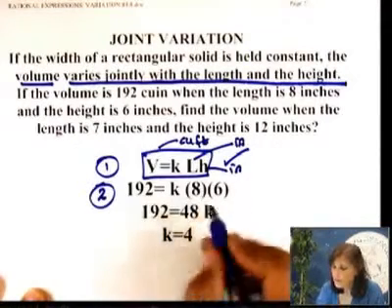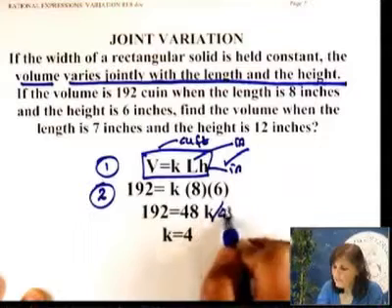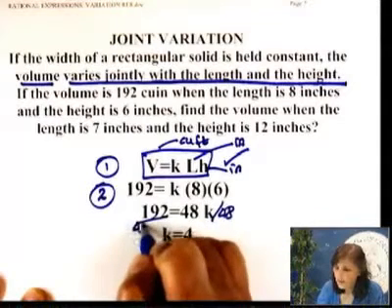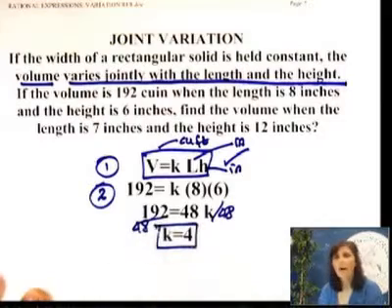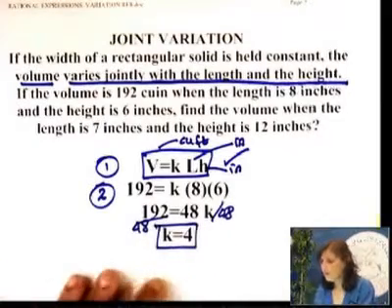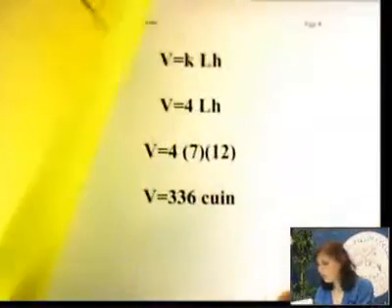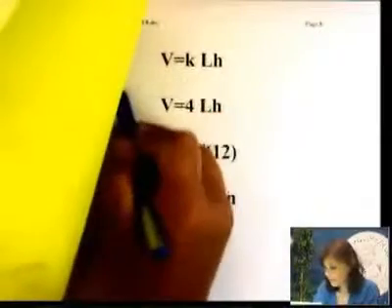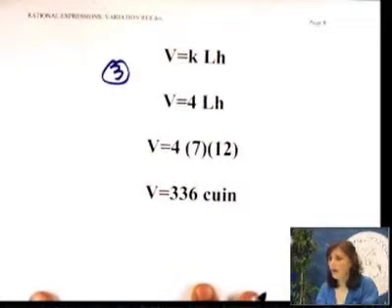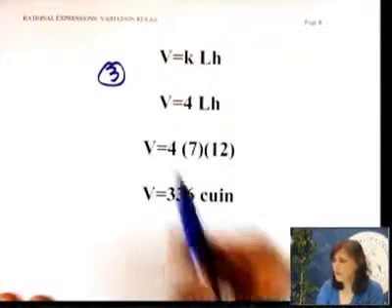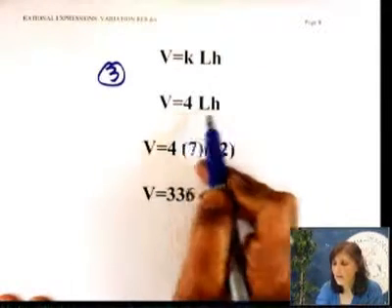So you divide both sides by 48. And I get 4. Okay, so I found the 4. So I'm going to go to the third step. Volume equals KLH. Volume equals 4, the one that I found, times L times H.